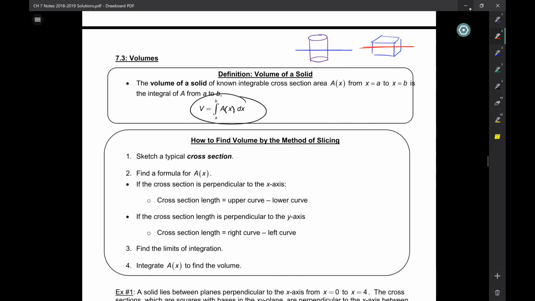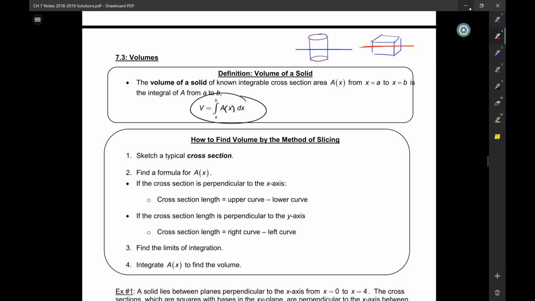Okay, so in the shapes that we drew, that surface is called the cross section, and when you find the area of the cross section, you add up all the areas and then you find the volume, okay? All right, so to find volume, because we're using cross sections, we call that the method of slicing.